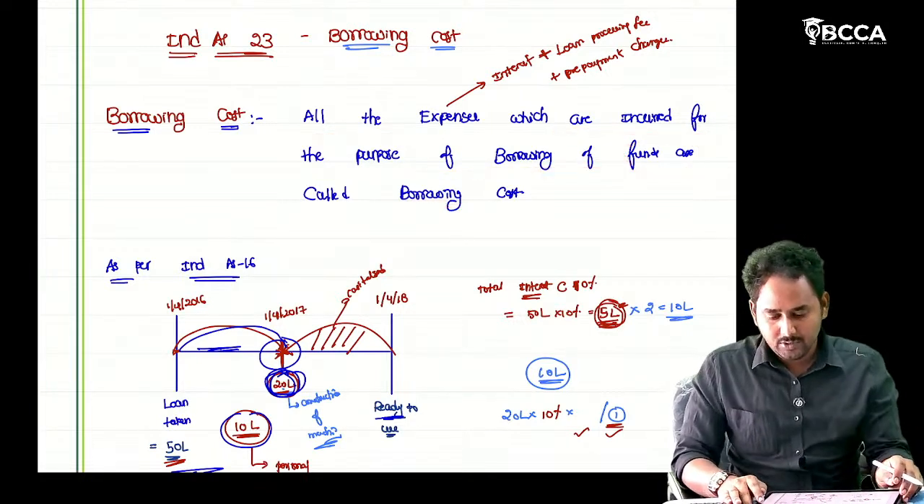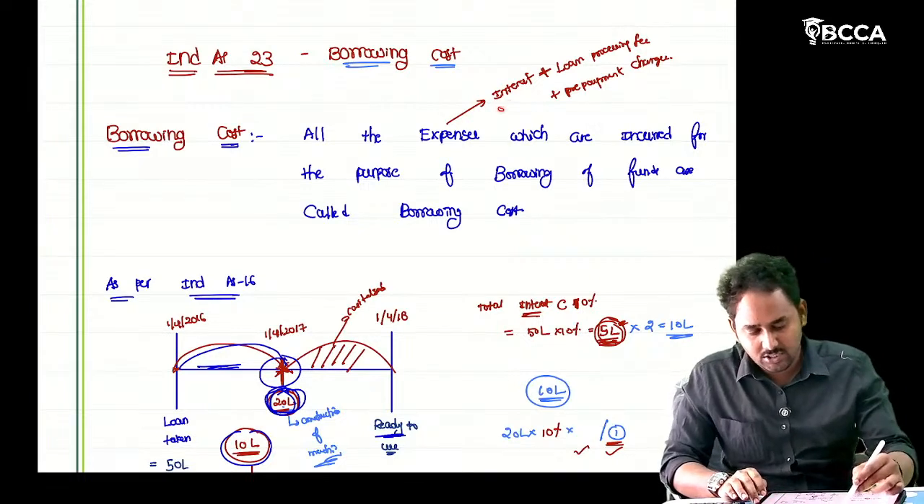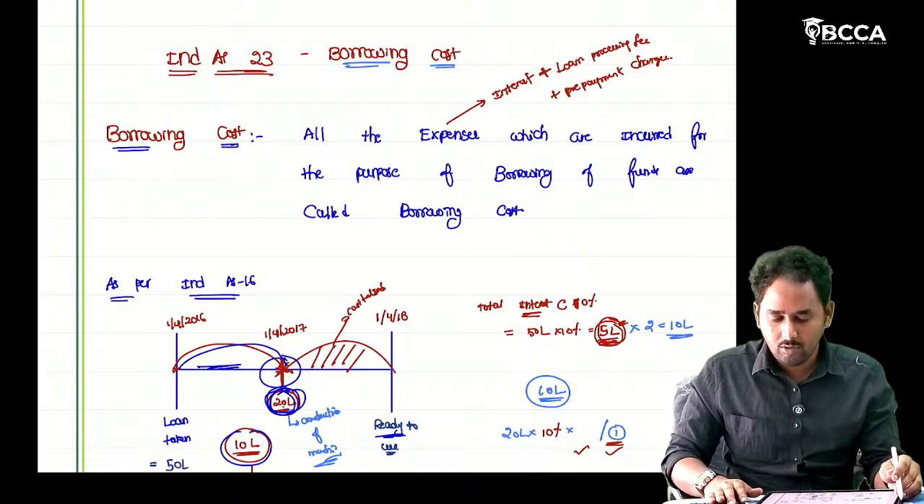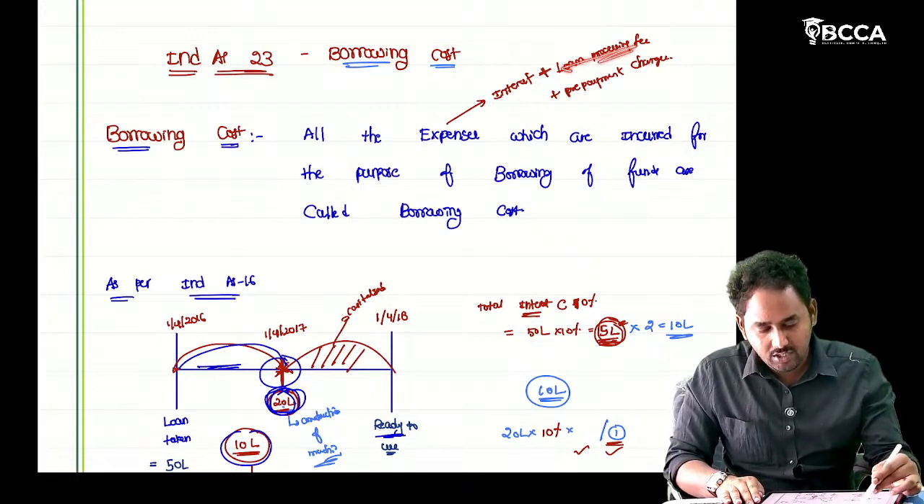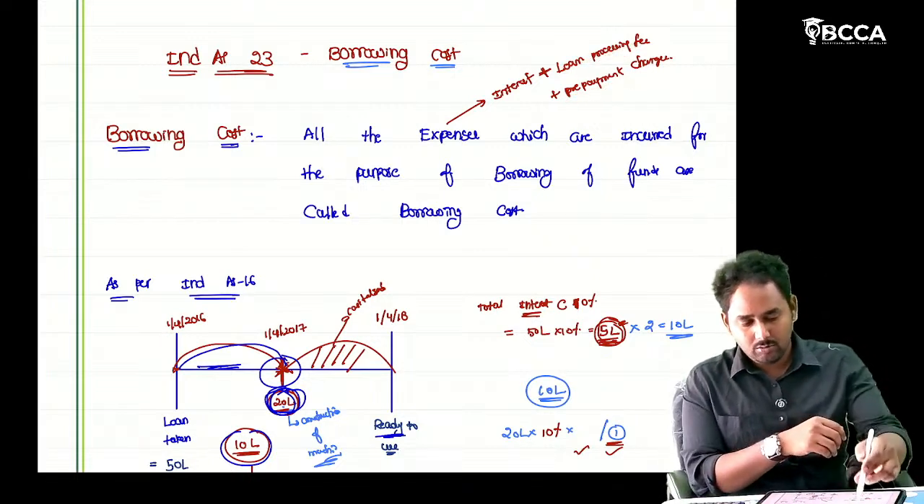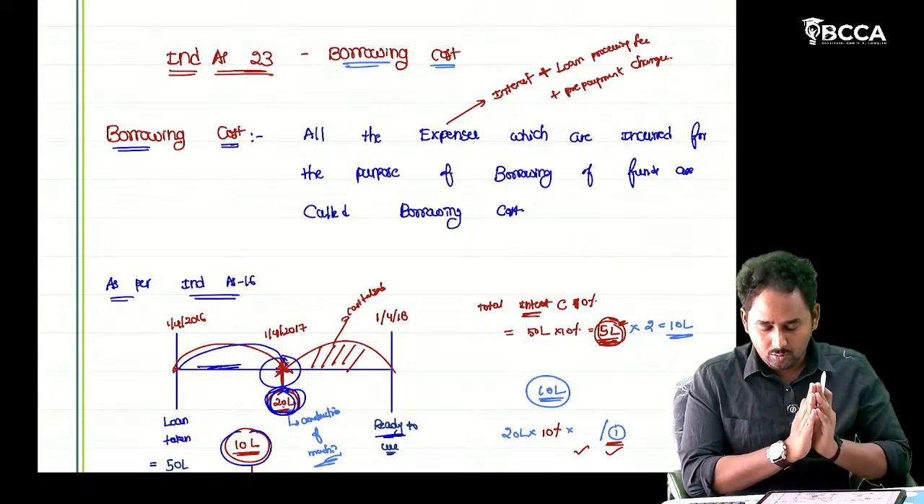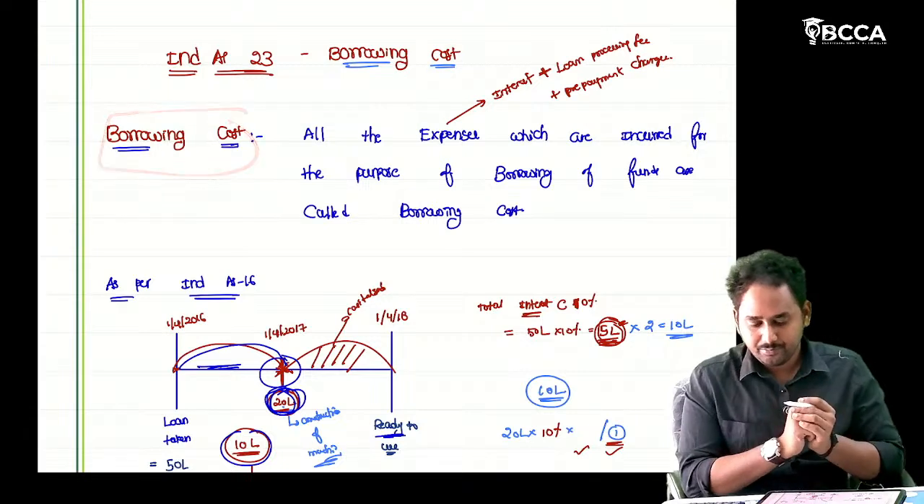So all the expenses. Let's see what are the expenses. Interest with respect to the borrowing of funds. We should pay the interest every year, right? Then loan processing fee and prepayment charges. So all these are the expenses with respect to the taking of the loan. So this is called borrowing cost.